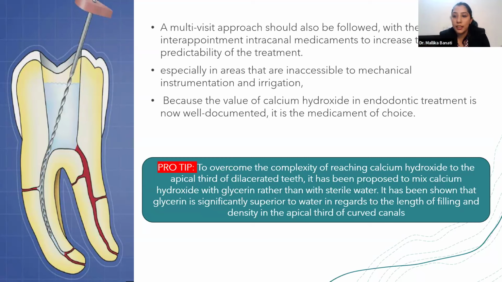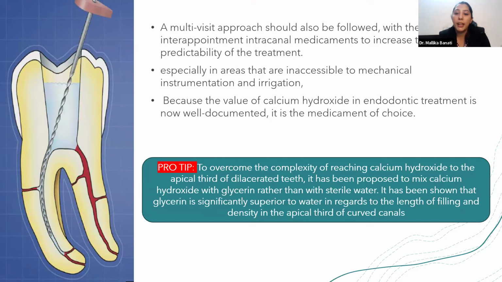So especially in the areas which are inaccessible to instrumentation and irrigation, however much we clean, there is always about 30 to 35% of substance inside which is not cleaned, which is known as a cyan collar. But it is very hard to clean these kinds of areas only with instrumentation. So that is why irrigation is necessary as well. So then, because of that, the value of calcium hydroxide in endodontics is also very well documented, and obviously it is a medicament of choice.